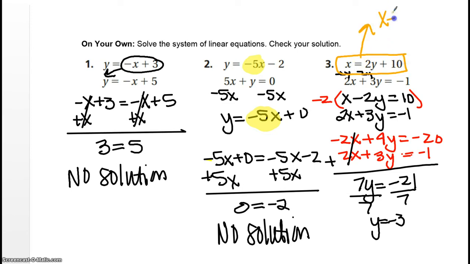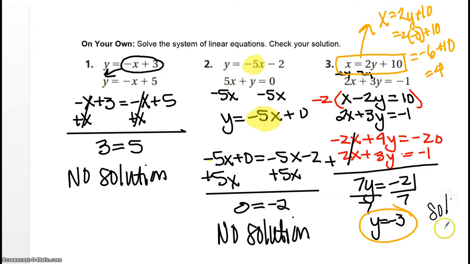Okay, and I have x is equal to 2y plus 10. Okay, and I know that y, I solved for down here, is negative 3, so 2 times negative 3 plus 10 gives me negative 6 plus 10, which is 4. So my solution to this problem is 4, negative 3. So I would go ahead and write that this problem has one solution.